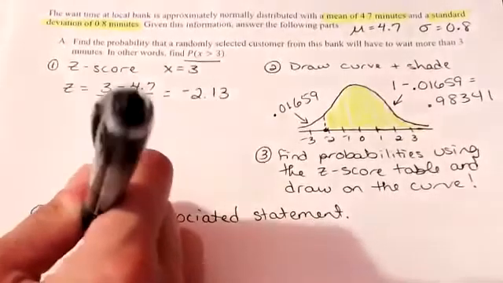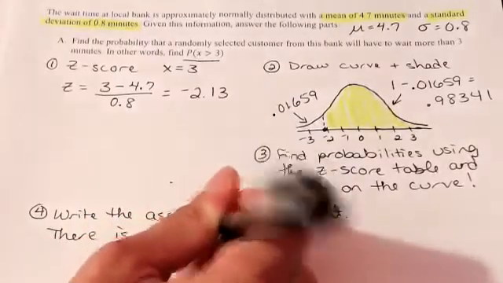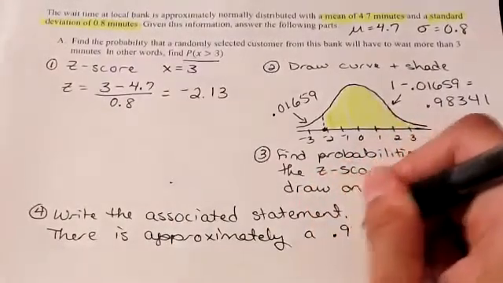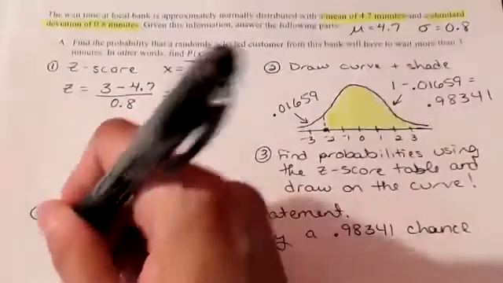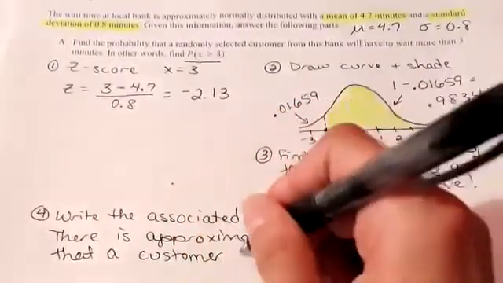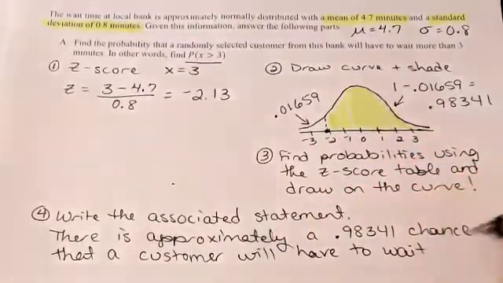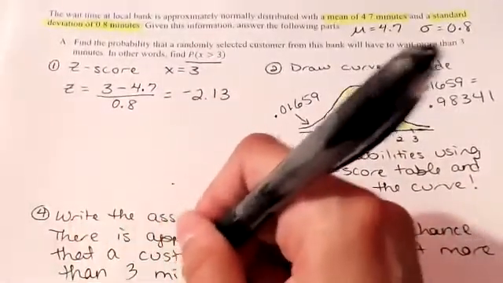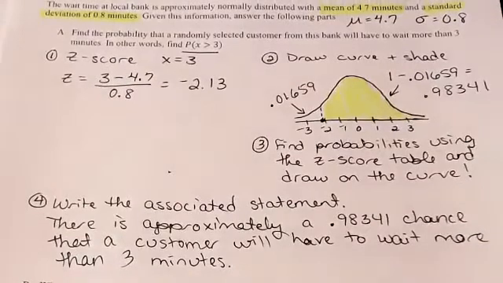So there is approximately a 0.98341 chance that a customer will have to wait more than 3 minutes. Good. What questions do you have on part A?